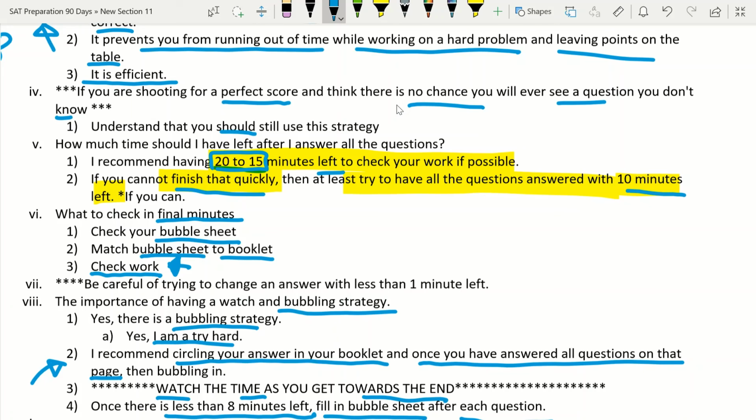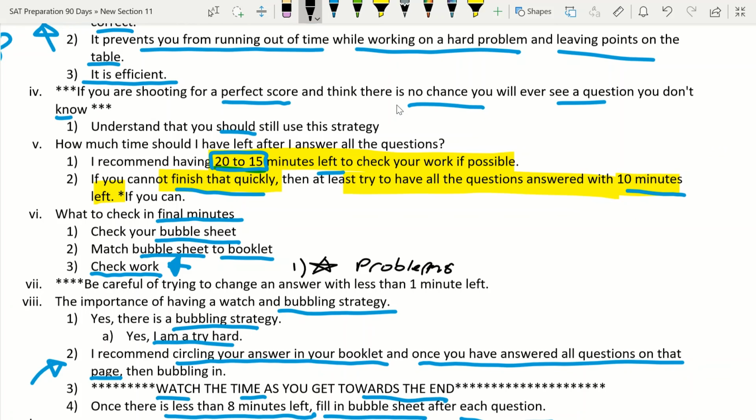So as far as checking work, the priority in my opinion would be this. So you've already checked your bubble sheet, matched it to your test booklet. I would say the priority for checking your work would be number 1, any problems that you starred. So any problems that you found were more difficult or that you want to check in the end, those are the ones I would do first.